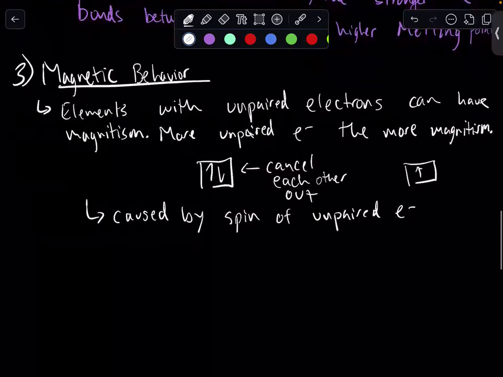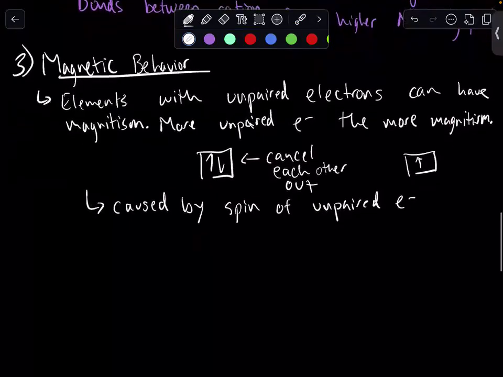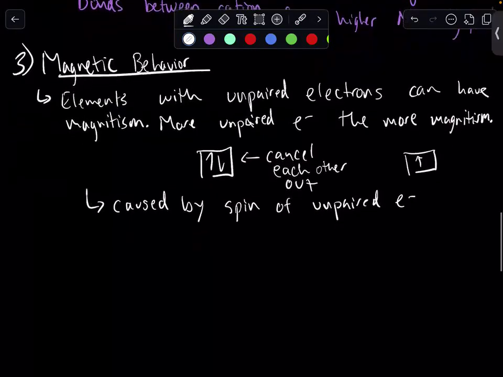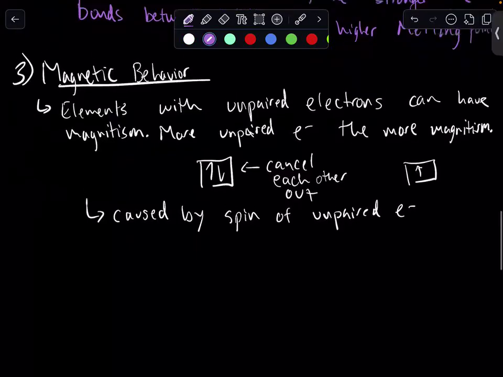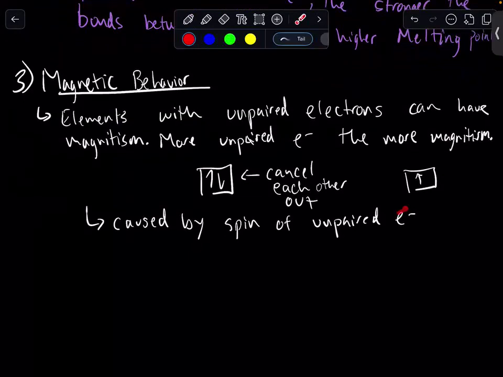There are terms like ferromagnetism, which means that it's inherently magnetic, and you do not need to know those terms, nor do you need paramagnetism or diamagnetism. Just know that transition elements can have magnetism, and that is due to spin of unpaired electrons, specifically in the D sublevel. So that is number 3.